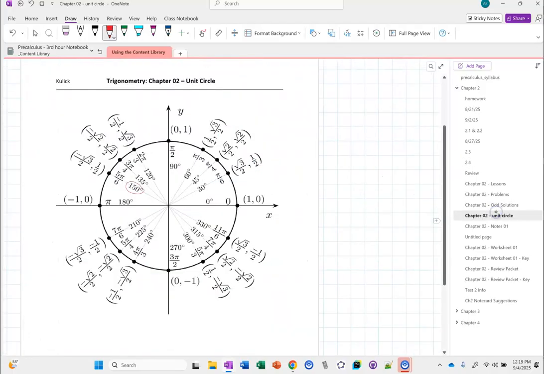So if I go to my unit circle and I look at the x coordinate, cosine should be negative root 3 over 2. It's exactly what we saw in that previous example. And look at how fast that happened. All I had to do was look it up off a sheet of paper.